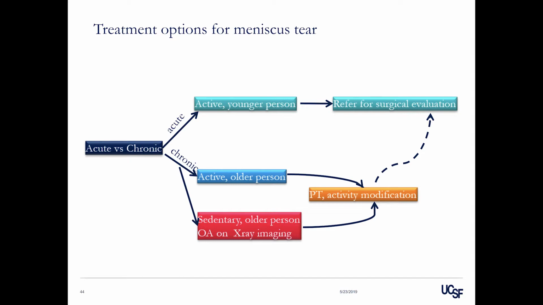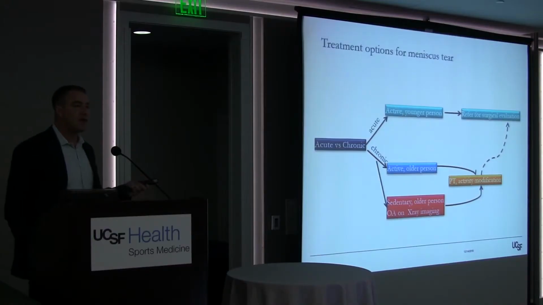So my general algorithm when I'm in clinic goes something along the lines of this. It depends on whether it's an acute injury versus a chronic injury. For the acute injuries, active, younger, under the age of 50, they like to ski, they like to play tennis, I, in general, want these patients referred because I am going to talk to them relatively early about the advantages and disadvantages of surgery.